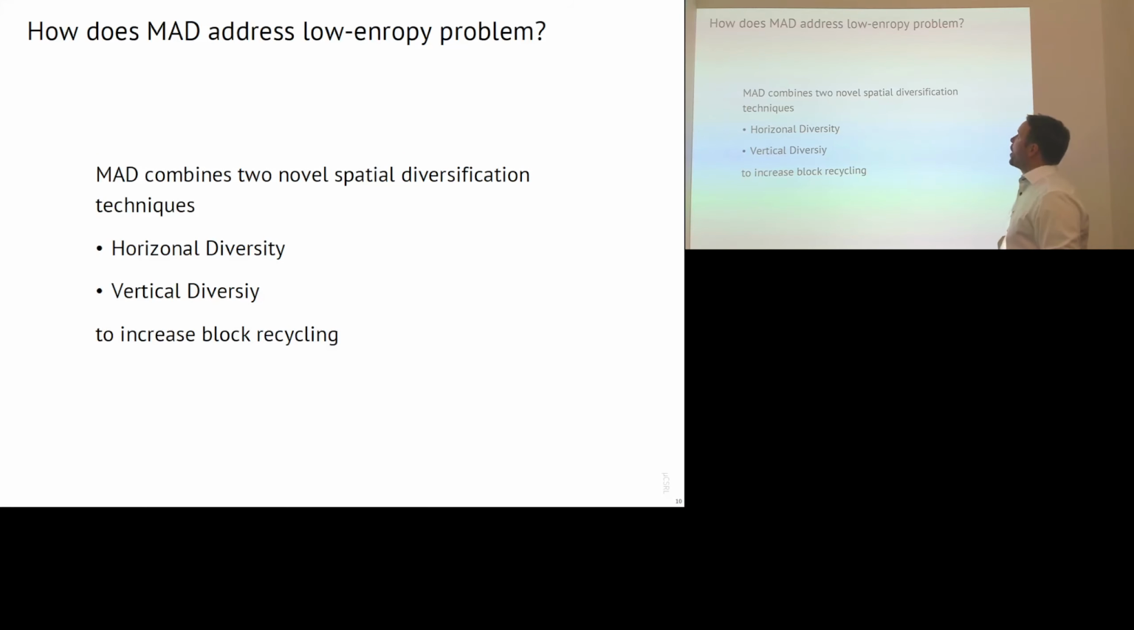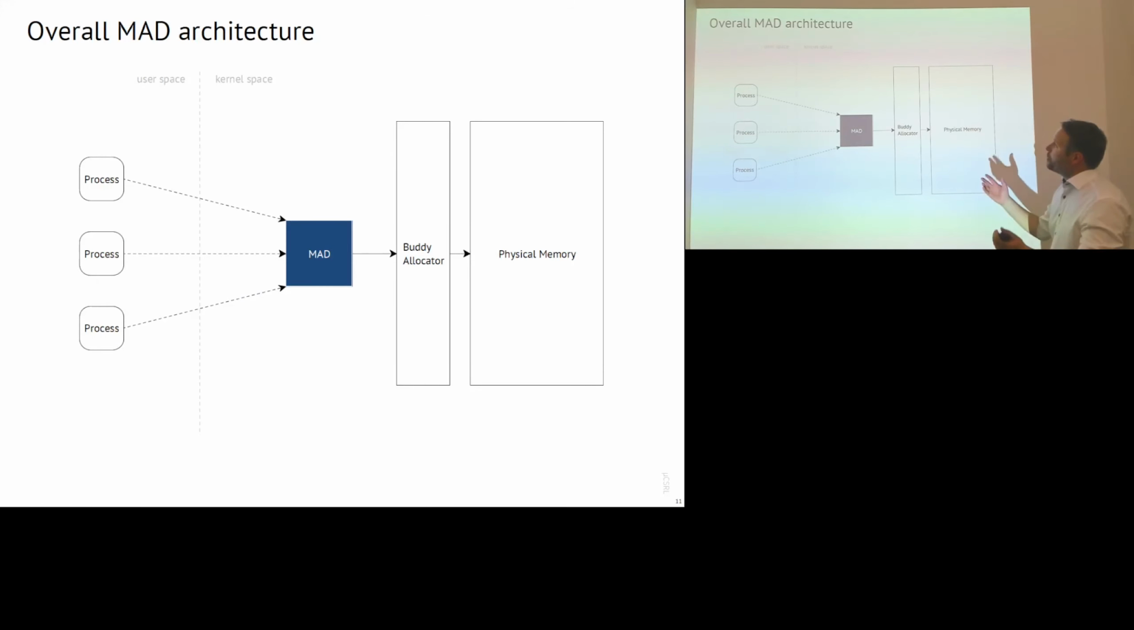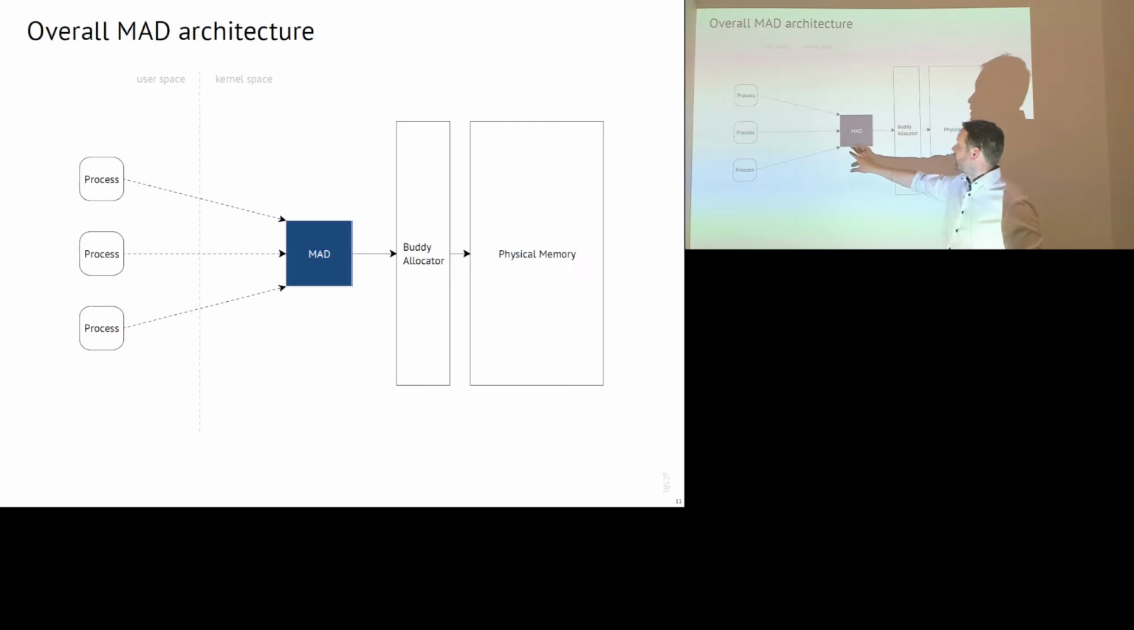So how are we going to look into this? MAD is addressing this low entropy problem by combining 2 novel spatial diversification techniques. One is called horizontal diversity and the other one vertical diversity, which I'm going to show later on. And both of them are used to increase block recycling, so basically constraining the attack to a small amount of memory. The overall MAD architecture is as follows. We have MAD sitting in the middle between the processes and the memory allocator.